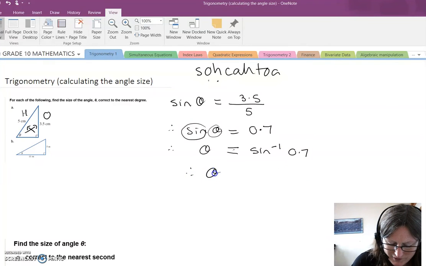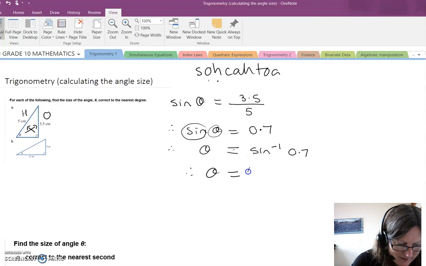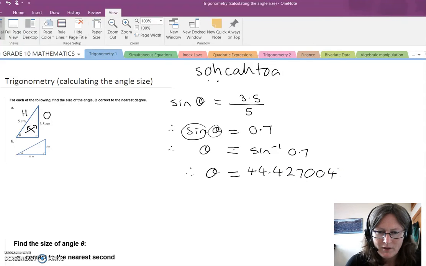Then, how we actually find this angle. Into your calculator, to find the angle, sine -1 means you go shift sine. So into your calculator you go shift sine and then 0.7. That will give you an answer that theta is equal to 44.427004. It wants it correct to the nearest degree.